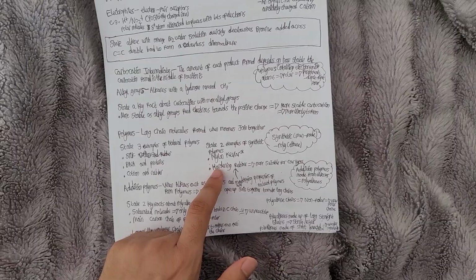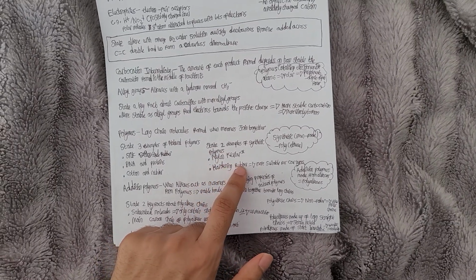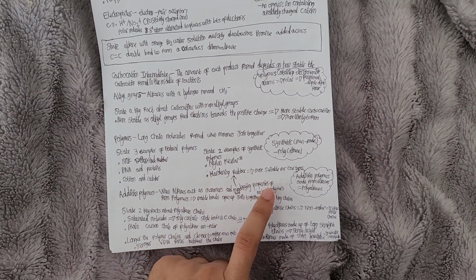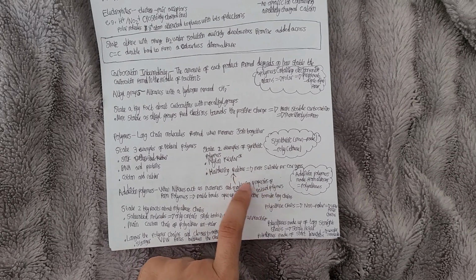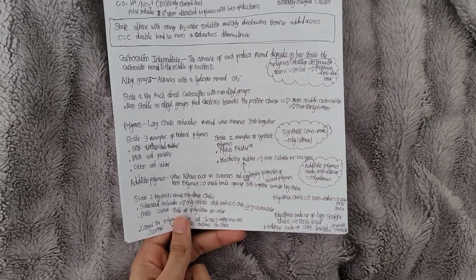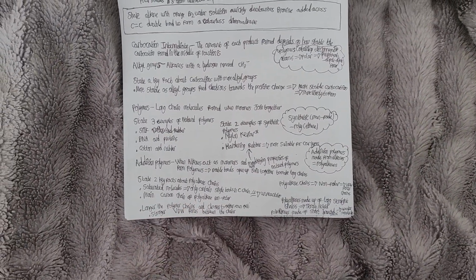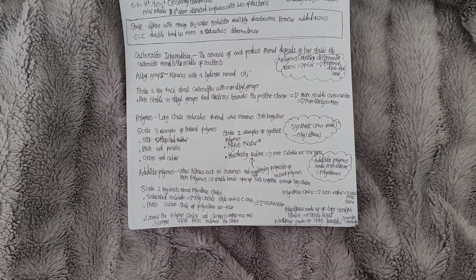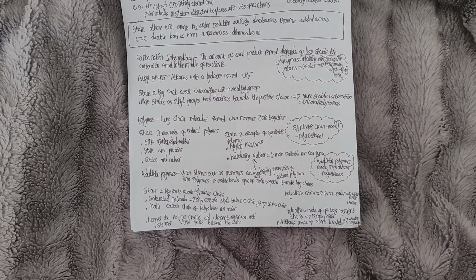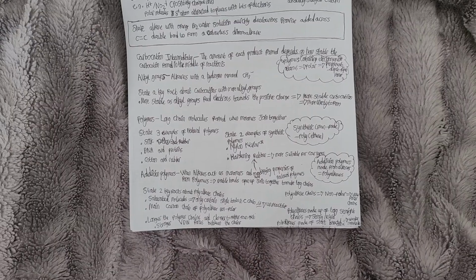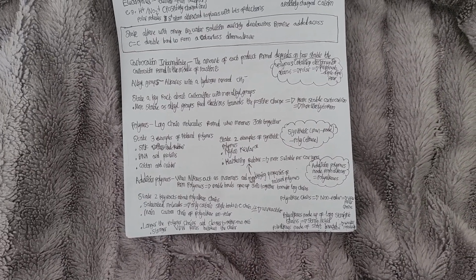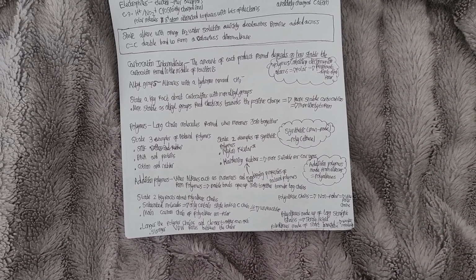Also, hardening rubber is an example of modifying the properties of natural polymers, making it more suitable for car tires. Addition polymers form when alkenes act as monomers. The double bonds open up and join together to make long chains.